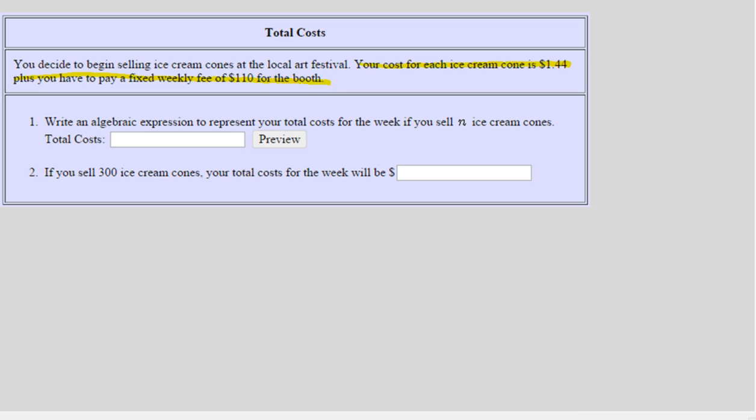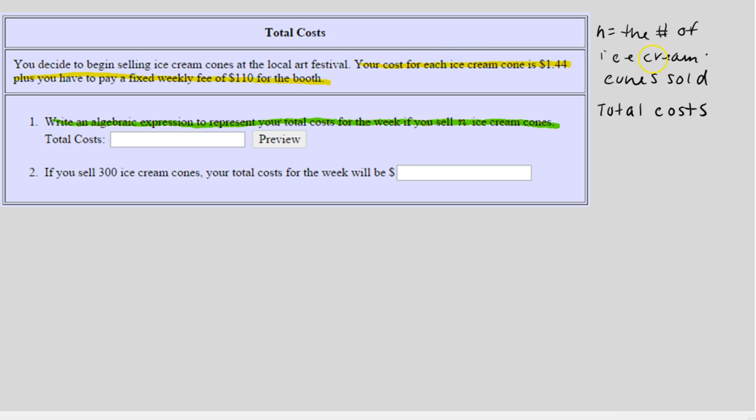Okay. Now we're being asked to write an algebraic expression to represent your total cost for the week if you sell n ice cream cones. So let's start by writing the things that are changing here. So we know that n is the number of ice cream cones you make or sell. And the other value is your total costs. So that's what we would compute, and your total costs, of course, depend on the number of ice cream cones sold.